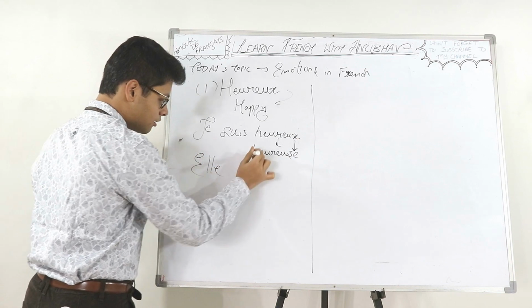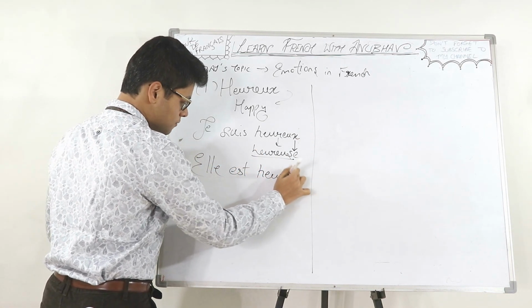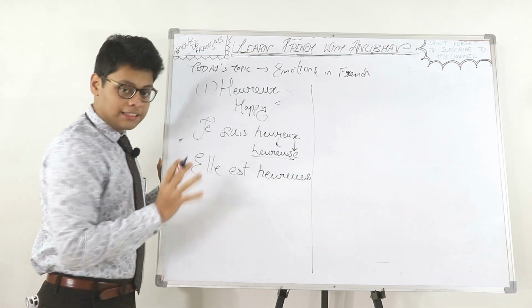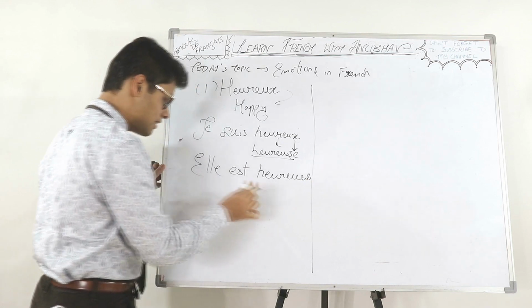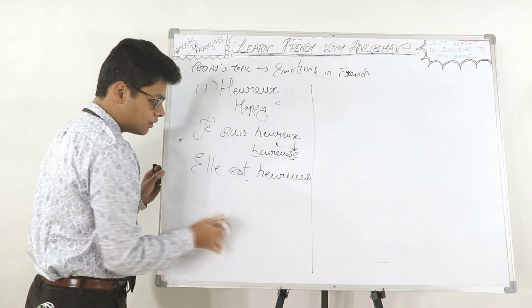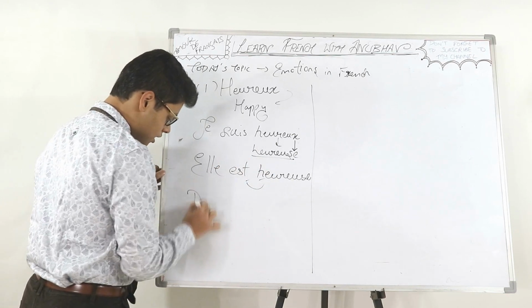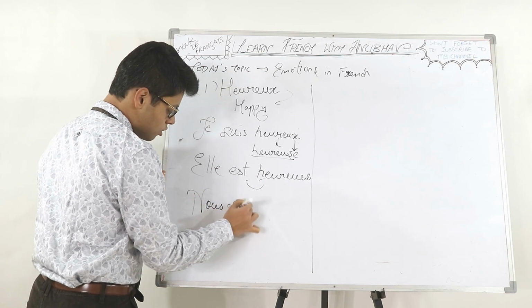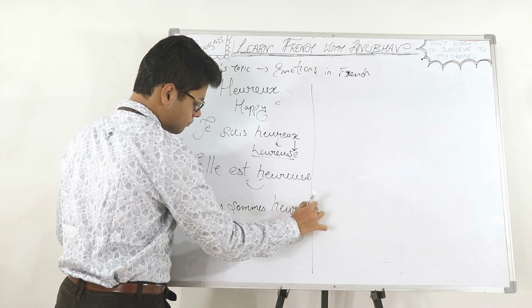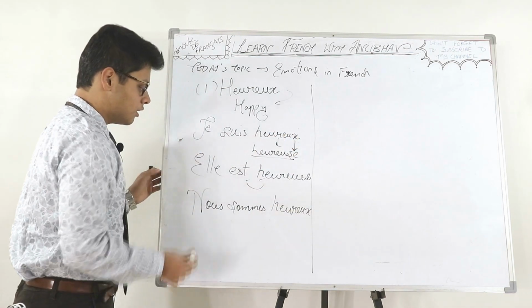Same goes for elle. Elle est heureuse. And not heureux, it's heureuse. Like SE, so the sound has to come at the end. So elle est heureuse. And again, T is a consonant, H is a vowel as in French, so liaison has to be there. And lastly, nous sommes heureux. Simply, no change, same as the singular form.